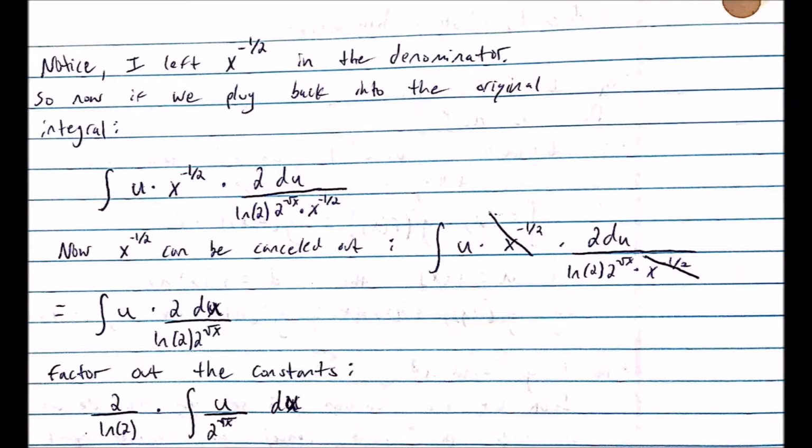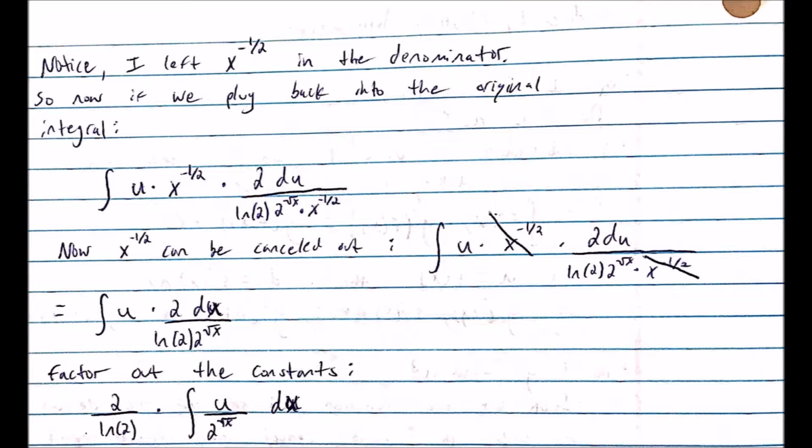So notice that I left the x to the negative 1/2 in the denominator, whereas it could have been popped up. But if I leave it there, we can now plug it back into the original integral and see if it can be canceled out. So plugging it back into the original integral, we now have the integral of u times x to the power of negative 1/2, which is what I was just talking about, times that dx that we just solved for, which is 2 du over ln 2 times 2 to the power of square root of x times x to the negative 1/2. So now we can see where those x to the negative 1/2s cancel out, and we're left with the integral of u times 2 du over ln 2 times 2 to the power of square root of x.